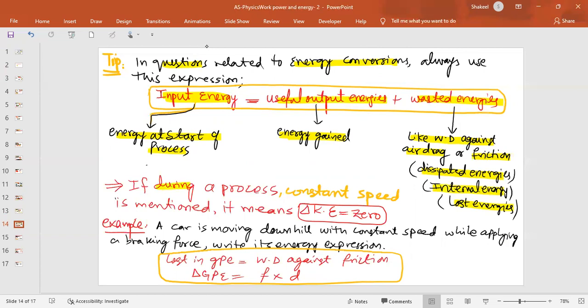Well, if during a process constant speed is mentioned, then it means that the change in kinetic energy would be zero. This is very important. Let's see an example. A car is moving downhill with constant speed while applying a braking force. Write its energy expression. If it is moving downhill, it is losing GPE. So the change in GPE is equal to work done against friction, which is friction into distance. Because its speed is constant, the change in kinetic energy will be zero. Why? Because it is not gaining or losing any speed.